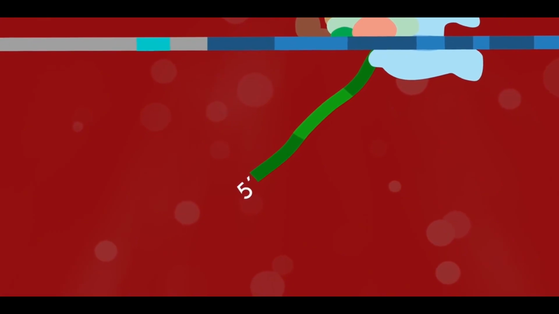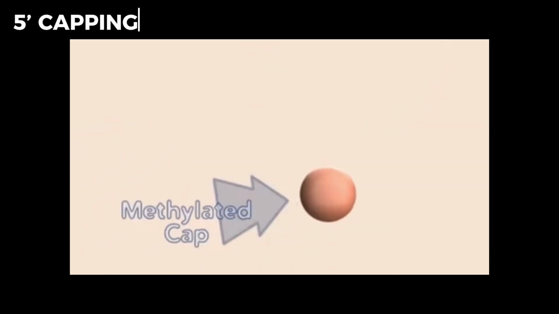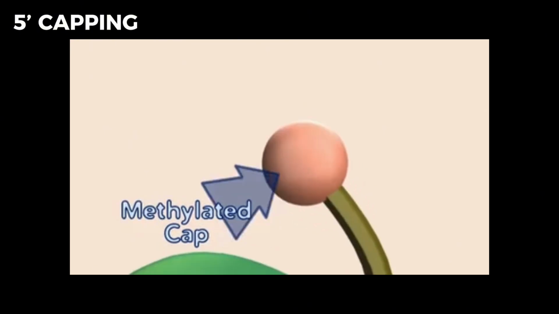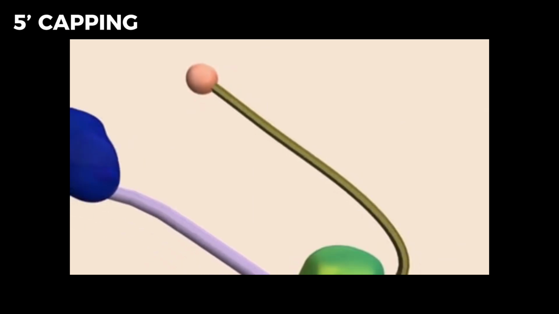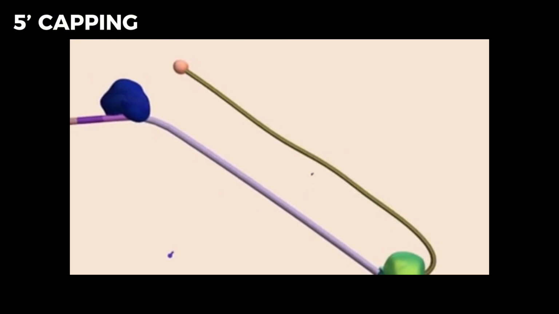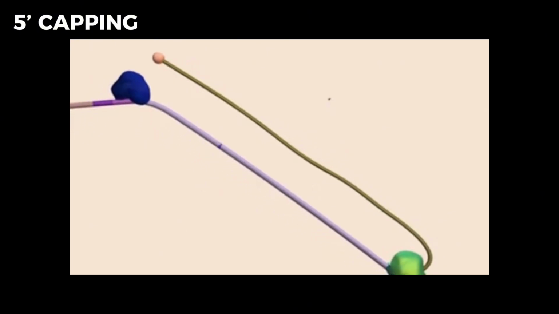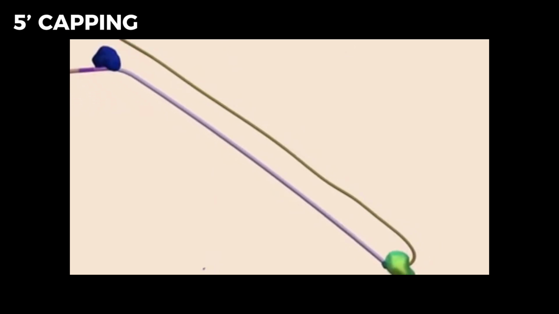Now, the newly transcribed eukaryotic mRNA undergoes post-transcriptional modifications: the 5' capping, splicing, and polyadenylation. The 5' capping is the modification that occurs at the 5' end of the RNA. Specifically, a modified 7-methylguanosine cap is added at the 5' end of the RNA, which protects it from the degradation of exonucleases. Moreover, the cap also forms the binding signal for cap binding proteins for translation. The cap binding proteins are important for nuclear export and translation initiation.